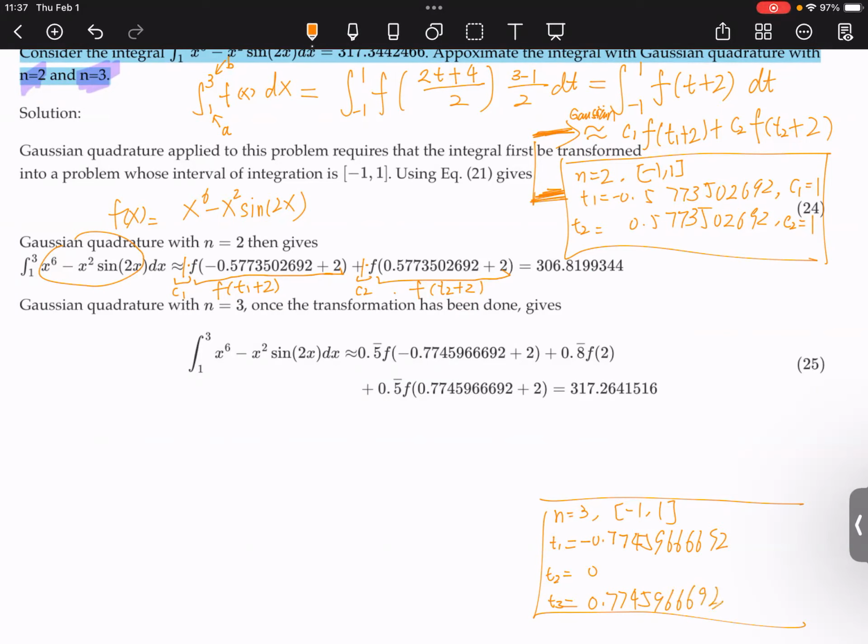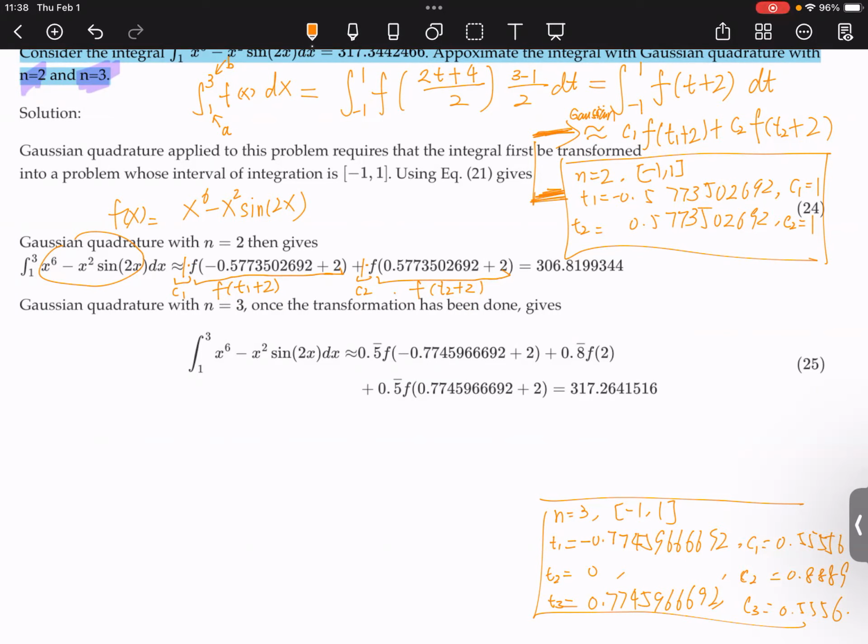And what about the coefficients? We have the coefficient C1 is 0.5 something, 0.555555556. And then C2 is 0.88889. C3 is still the same because they are symmetric about the origin, and you will see C1 and C3 are the same weights. They have the same weights. And now you still need to be very careful.